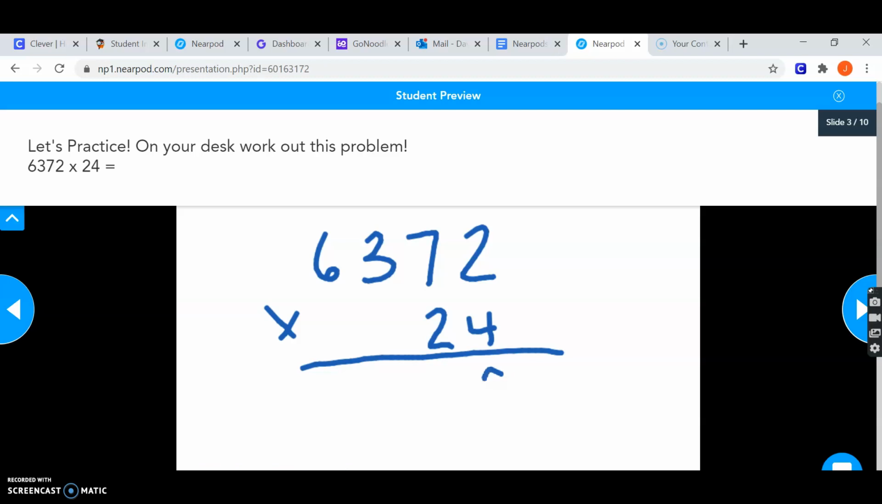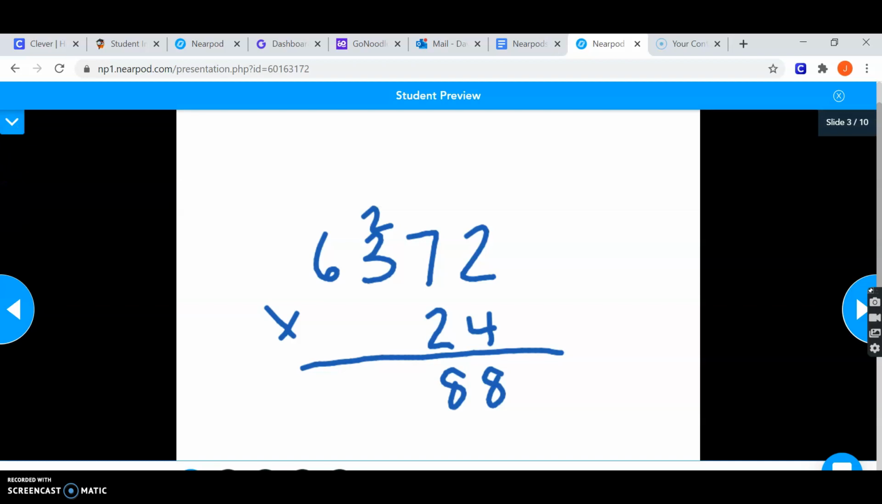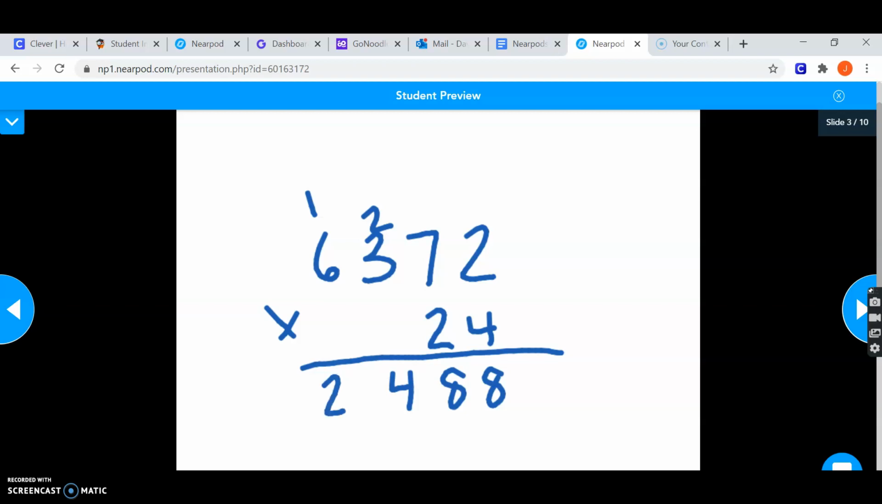So 4 times 2 is 8, 4 times 7 is 28, regroup that 2 up top. 4 times 3 is 12, plus 2 is 14, regroup that 1 up top above the 6. 4 times 6 is 24, plus 1 is 25.